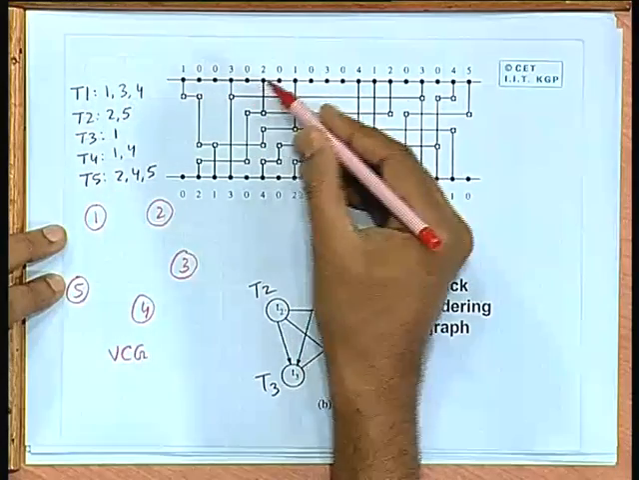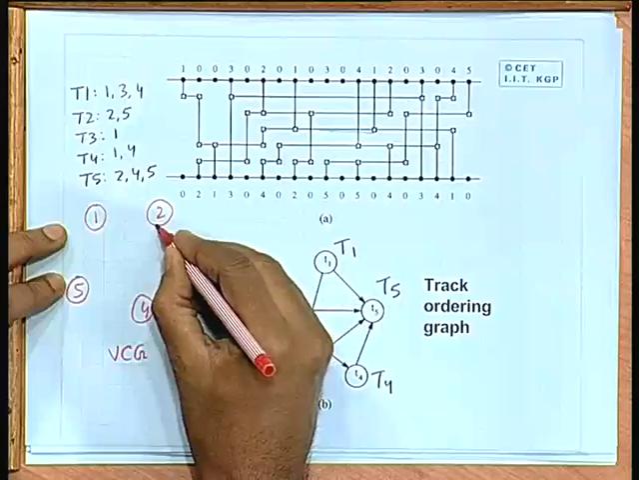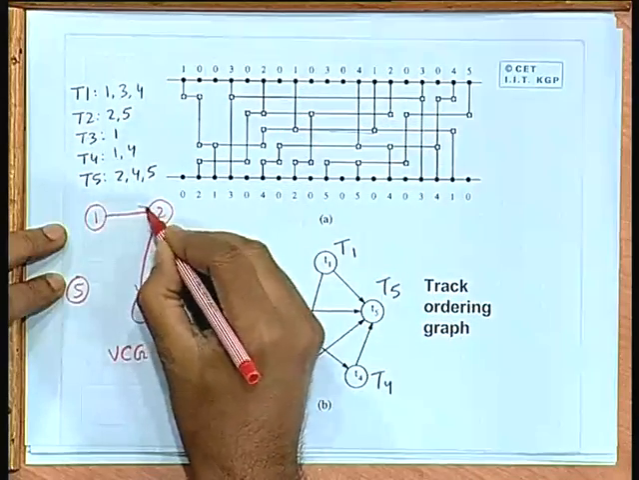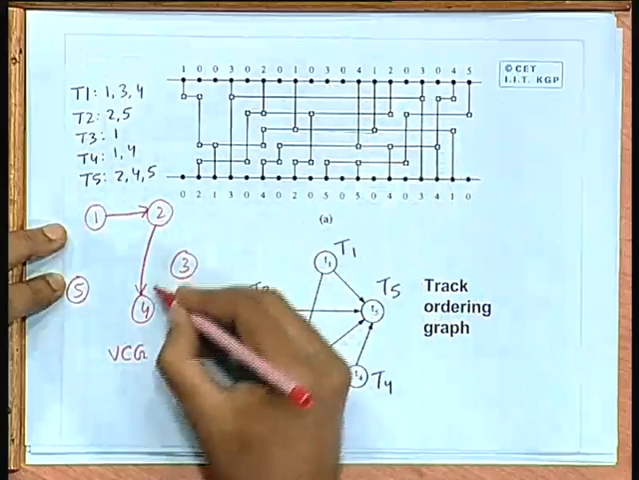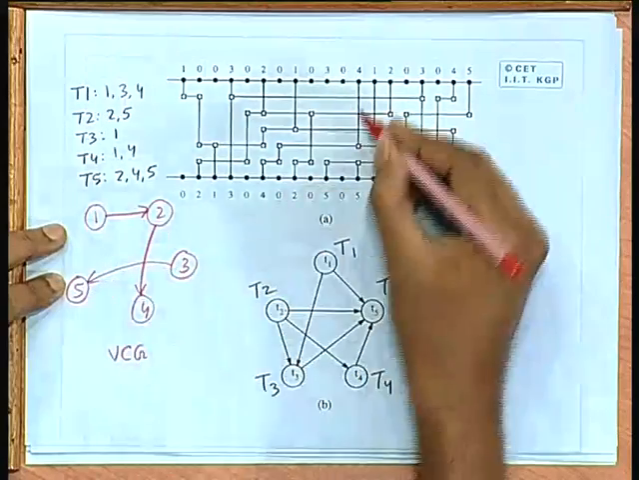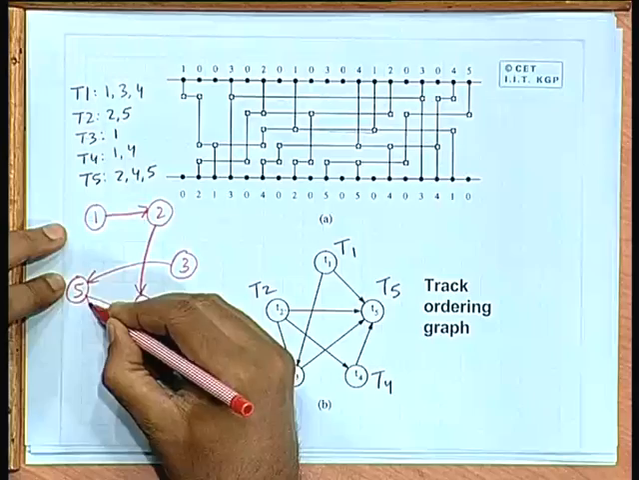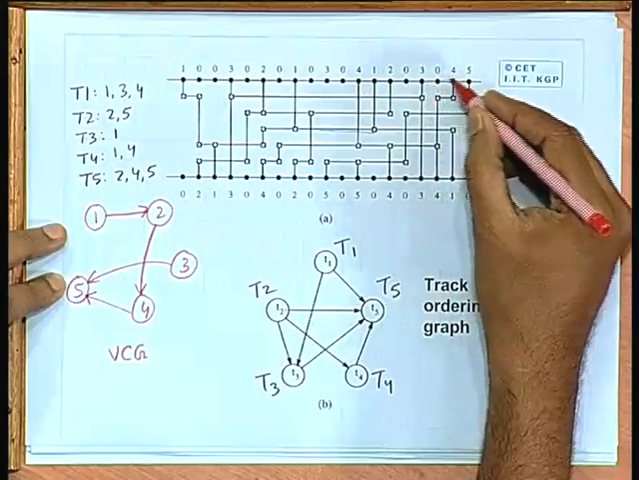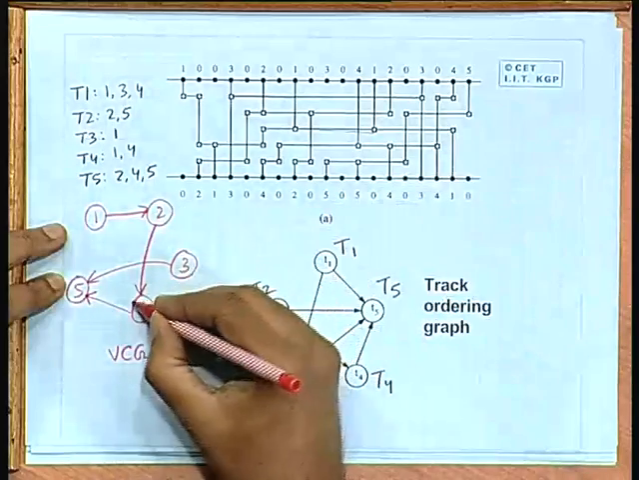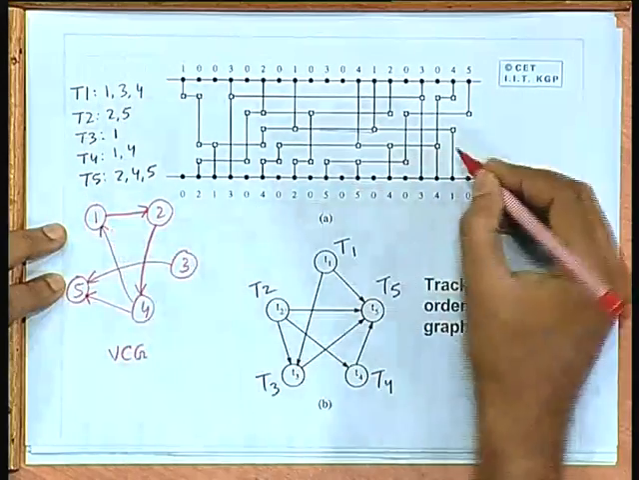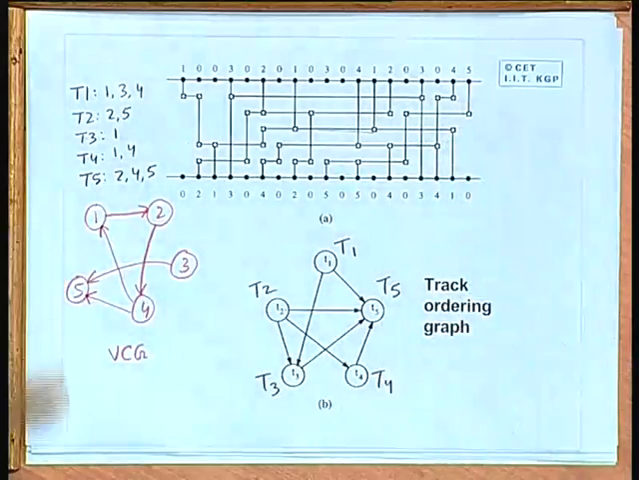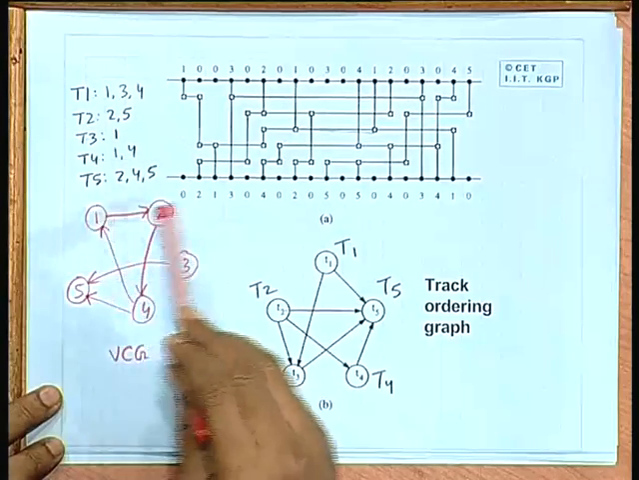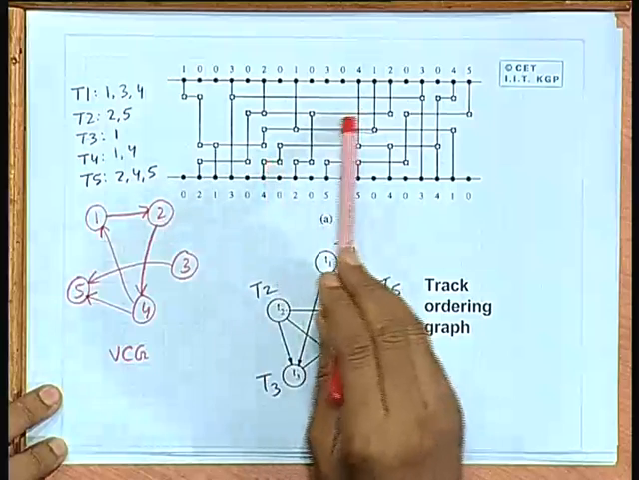So, 2 on top of 4, so an edge from 2 to 4, 1 on top of 2, 3 on top of 5, 4 on top of 5, 2 on top of 4 already there, 4 on top of 1. So, this was the original VCG. You see that in the VCG there is a cycle also, that is why we required dogleg to break the cycle.